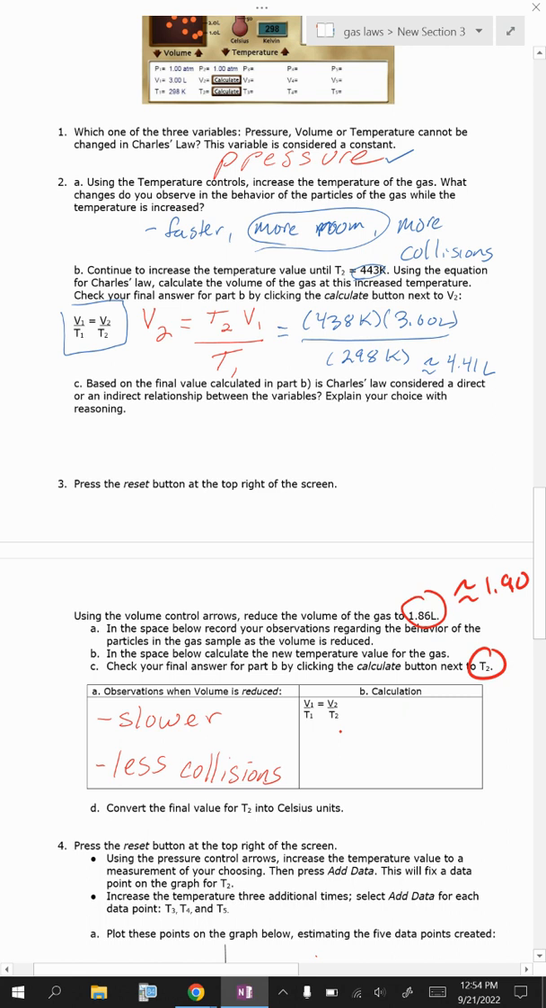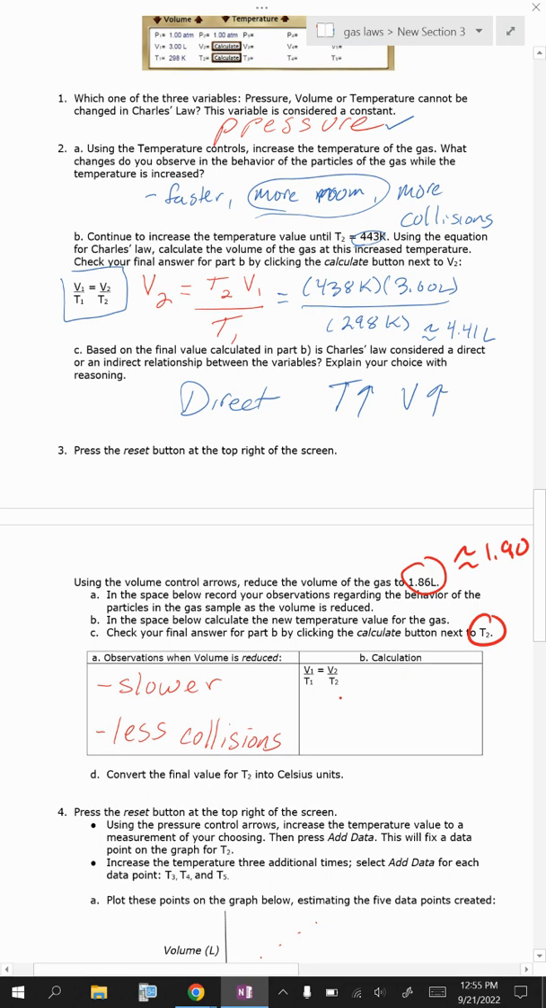Based on that information that we just calculated, do you think Charles' law is direct or indirect? Well, it would seem that if my temp goes up, then my volume goes up too. So I'm going to say that's a direct relationship. If my temperature went up, then my volume also went up. And you can write complete sentences. You don't have to do it shorthand like me.